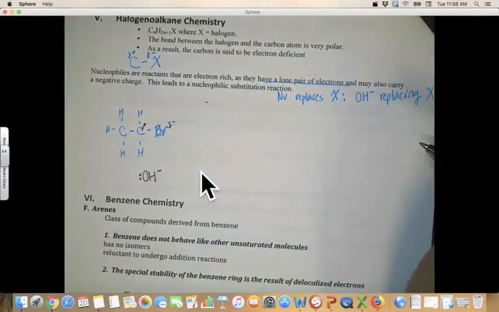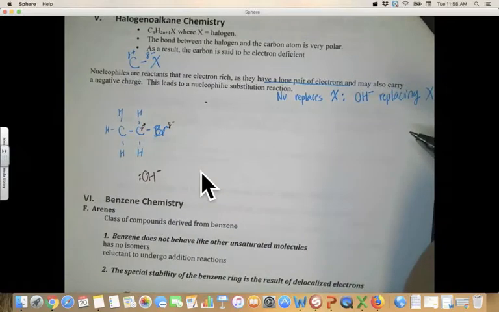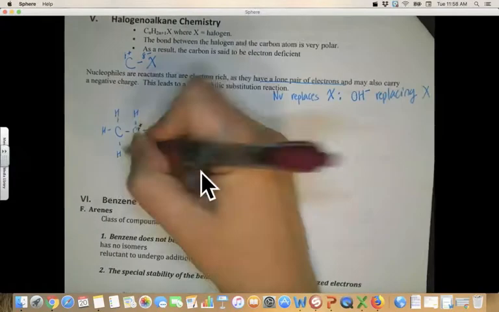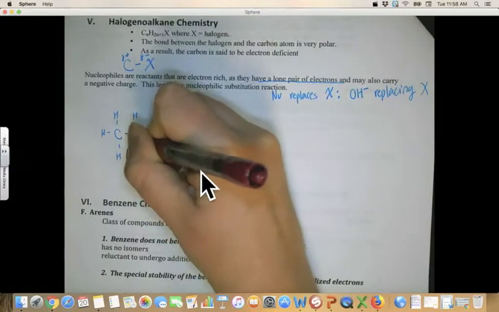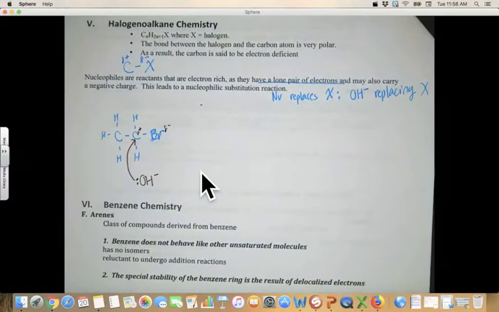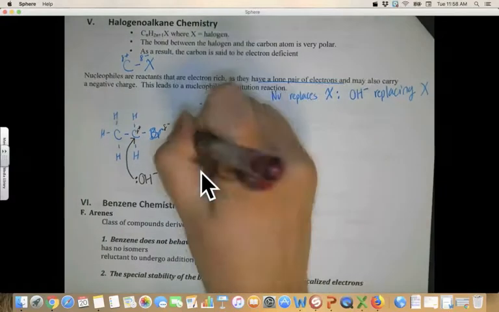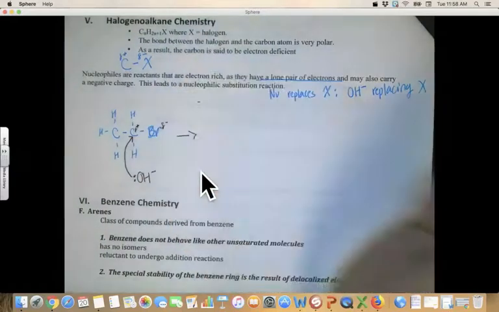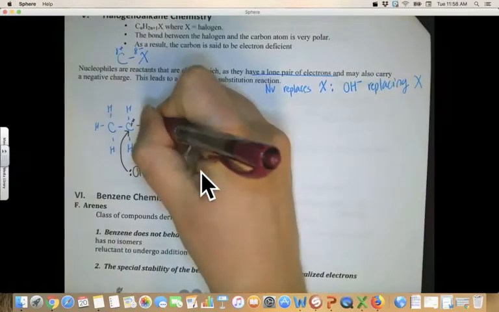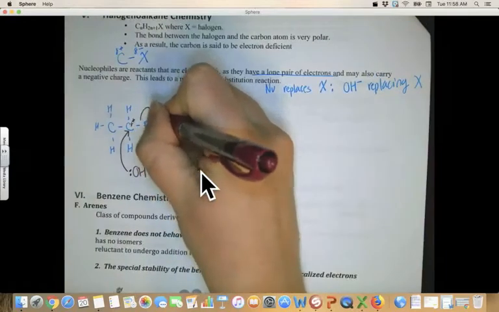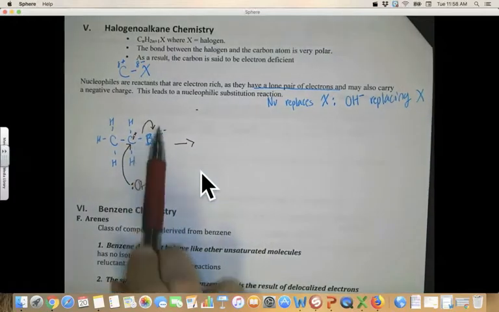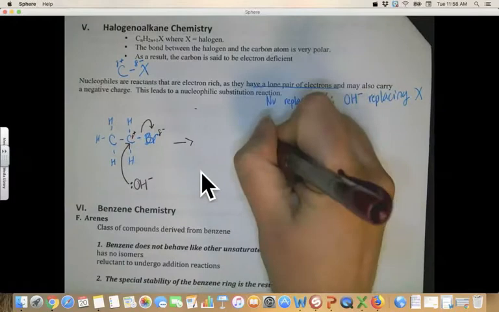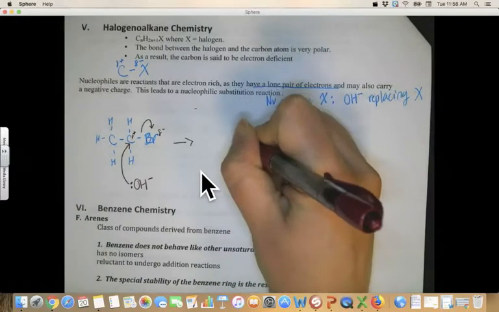Now, what we're going to do is use what are called curly arrows. There's no curl to that, that's just a normal arrow. And it shows the movement of electrons. So I'm going to draw from the electrons on the hydroxide to the positive carbon. Now what's going to happen is that that's going to force this bond to break. So I'm going to draw an arrow showing those electrons moving from that bond both to the bromine.